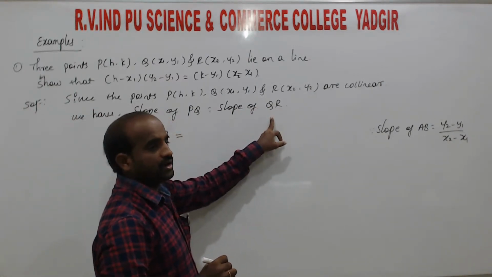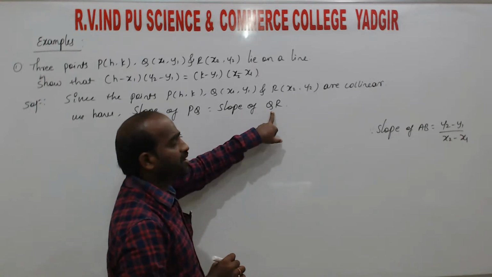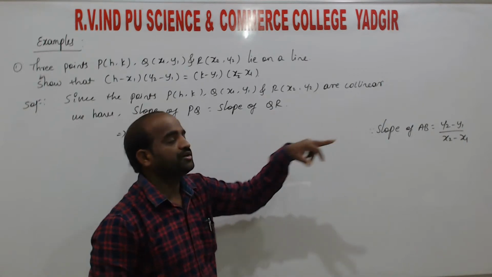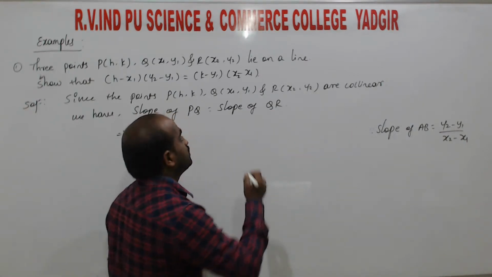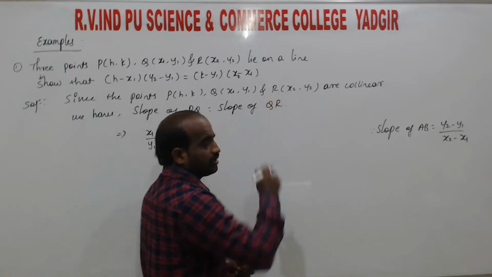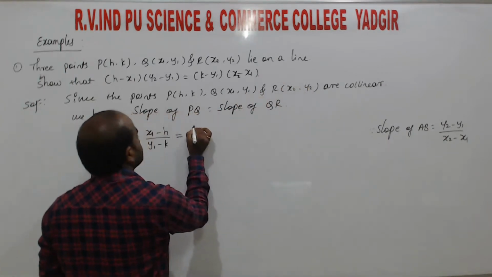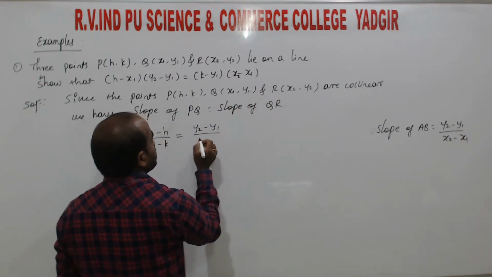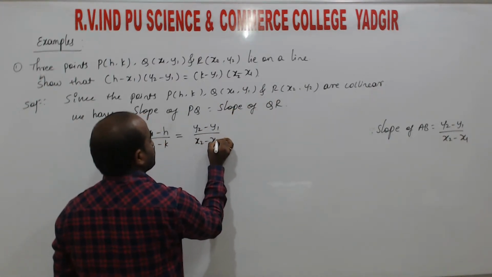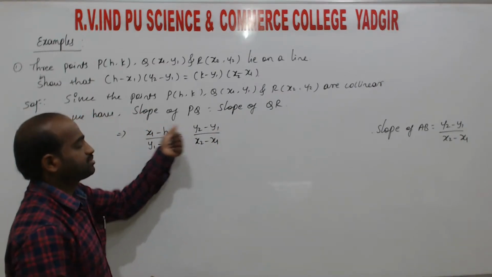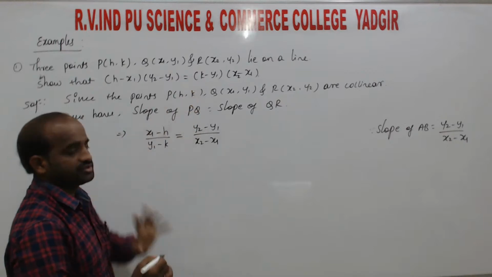Next, slope of QR. Slope of QR is the same form as slope of AB, (y2 minus y1) by (x2 minus x1), with the points (x1, y1) and (x2, y2). Okay. Next, cross multiplication. Now we get the answer.